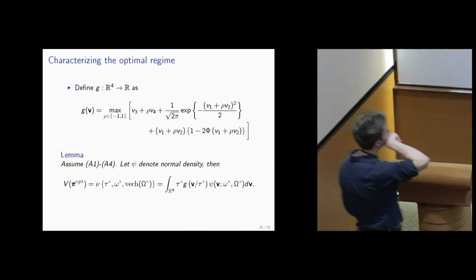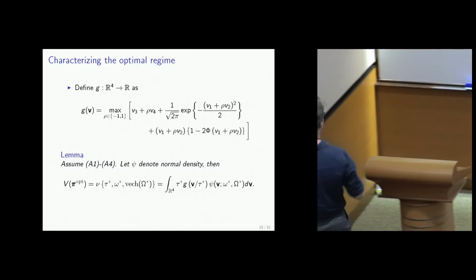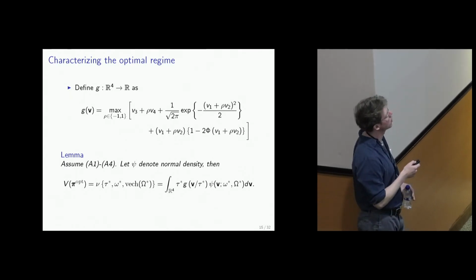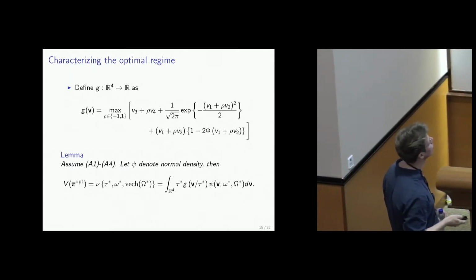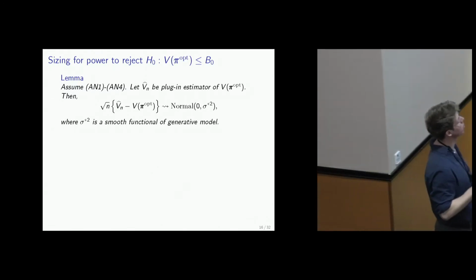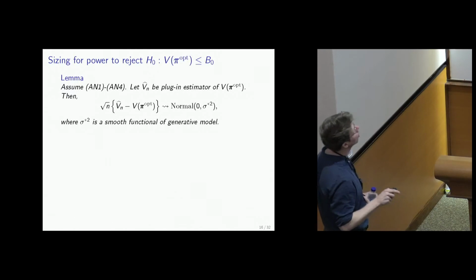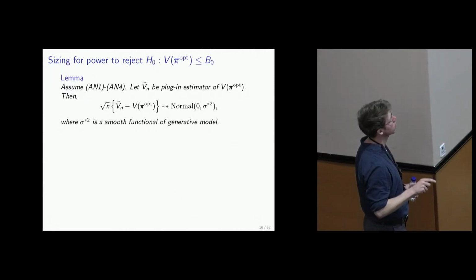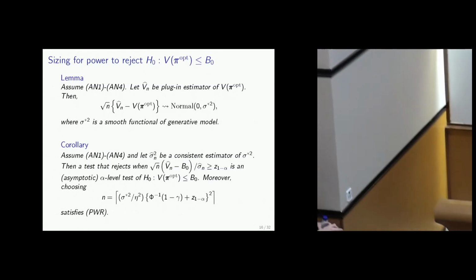Okay, so the upshot of this, I'm not going to walk through the details of the formula, but the upshot of this slide is that we can write the value of the optimal policy as a smooth function of the parameters of the generative model that I showed you on the previous slide. And that's what's going to make inference for this relatively nice. So given a plug-in estimator of the value of the optimal policy, which is obtained by estimating these parameters and plugging them in, we get the asymptotic normality of that estimator, where its limiting variance is a smooth function of the generative model parameters, which in turn will allow us to get a nice power calculation that looks quite familiar.